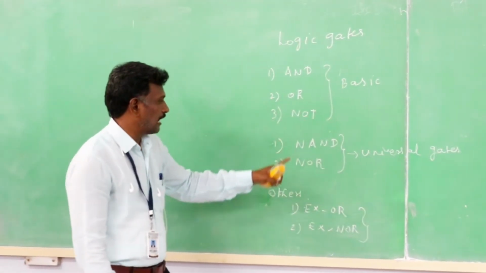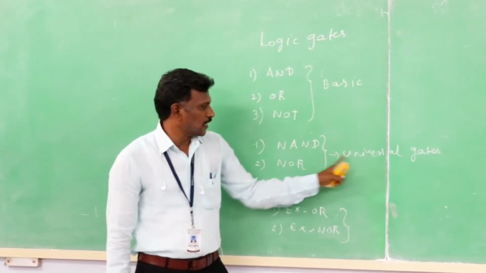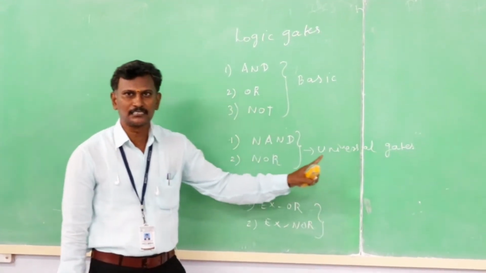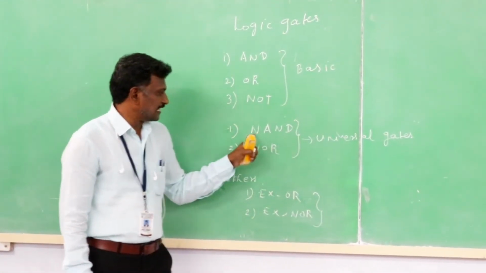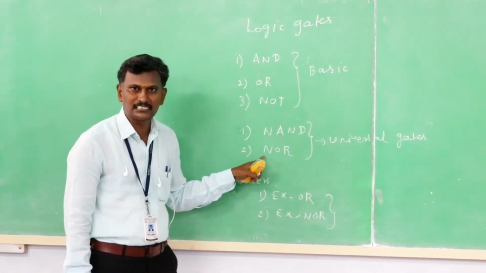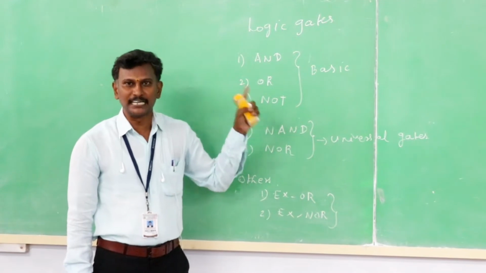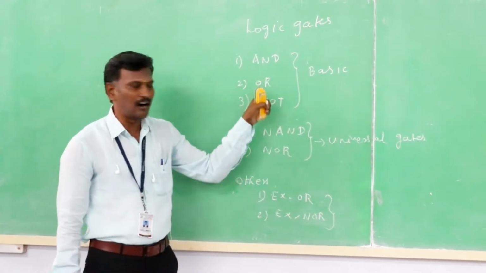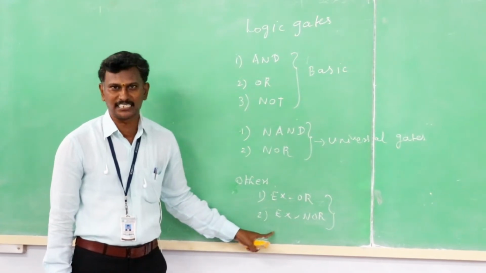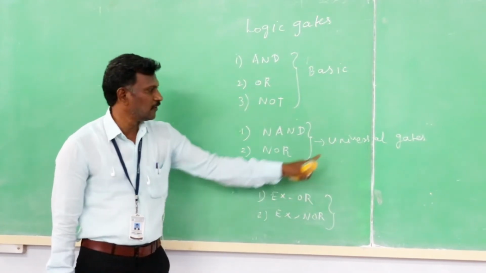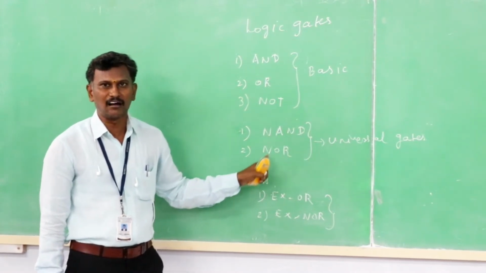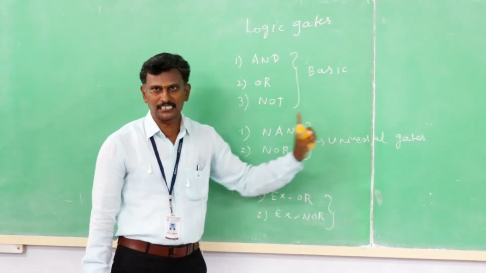First of all, why are NAND and NOR gates called universal gates? Because by using these two gates, NAND and NOR, we can implement any basic gates like AND gate, OR gate, NOT gate, XOR gate and exclusive NOR gate. So this is the main concept of universal gates. That's why NAND and NOR gates are called universal gates.